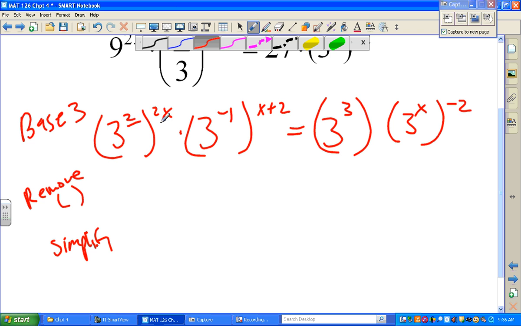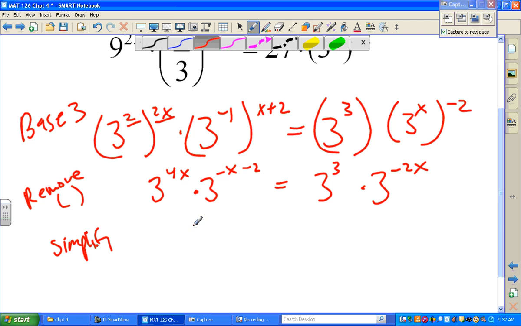What do you do when you raise an exponent to a power? We talked about that. So it's 3 to the 4x. You multiply 3 to the negative x minus 2. This one, I don't have to multiply anything. It's already there. This one is 3 to the negative 2x. Now when I simplify this, yeah, I got multiple bases here. What do I do with the exponents when I multiply the same base? Add them. 3 to the what? 3x minus 2 and 3 to the 3 minus 2x.